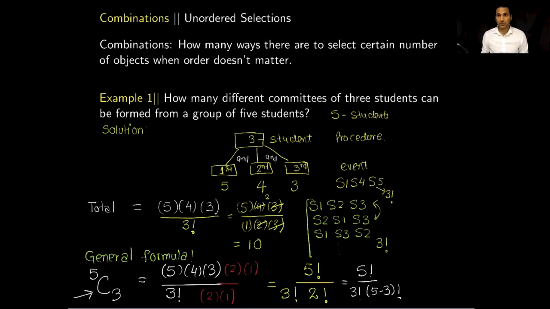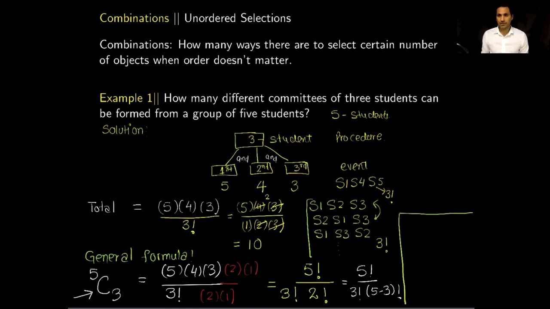C means the choice. We choose 3 students out of 5, where the order does not matter. It's very important that the order in this problem does not matter. If the order matters, then we will use the permutation. We will not use the method of combination.